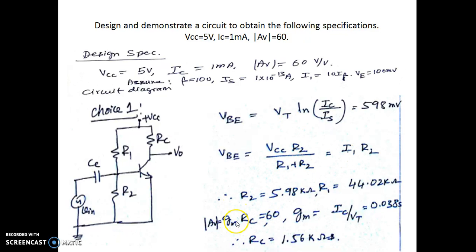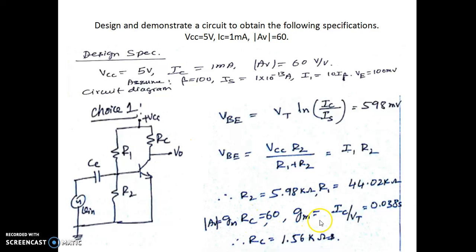Using those values, we can get the value of R2 as 5.98 kilo ohm and R1 as 44.02 kilo ohms. Actually R1 plus R2 happens to be 50 kilo ohms. Once we know that it is 50 kilo ohms, we can subtract 5.98 from 50 kilo ohms, which comes out to be 44.02 kilo ohms. We are also supposed to find the value of RC, because the voltage gain required is 60.